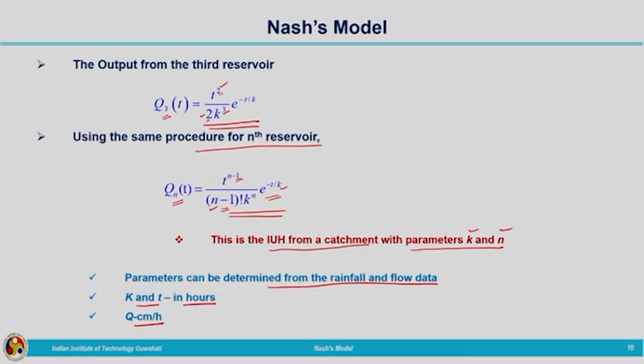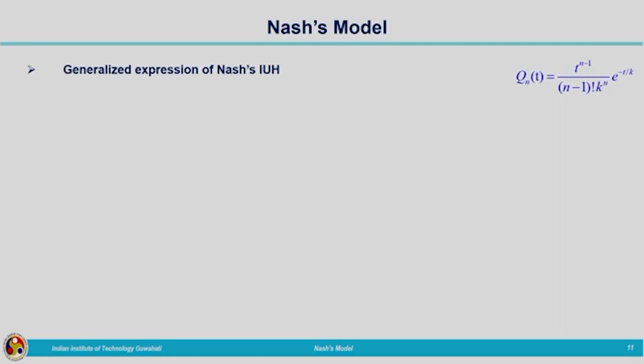For that we need to make use of some probabilistic concepts. As of now, how the IUH can be derived and what the IUH ordinate Q, represented by Qn, is, we have found out by making use of this expression. Given n and k, you can determine the instantaneous unit hydrograph for a particular catchment. Now we are going to write the generalized expression for Nash IUH. This is the expression which we derived in the previous slide, and we are going to write it in a generalized form.